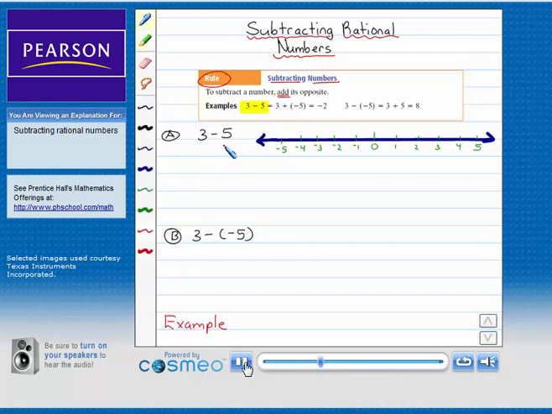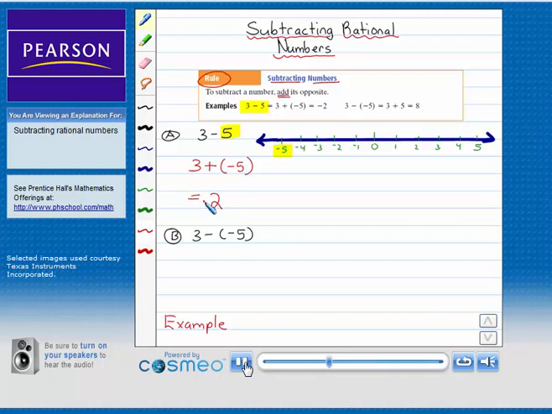So I have 3 minus 5, and again I'm going to write down 3, and I'm going to add the opposite of 5, which is negative 5. So therefore, I'm going to have 3 plus a negative 5. So now I'm adding two numbers with different signs, and when I do that, I need to take the difference between the two numbers. The difference between 3 and 5 is going to give us a 2.